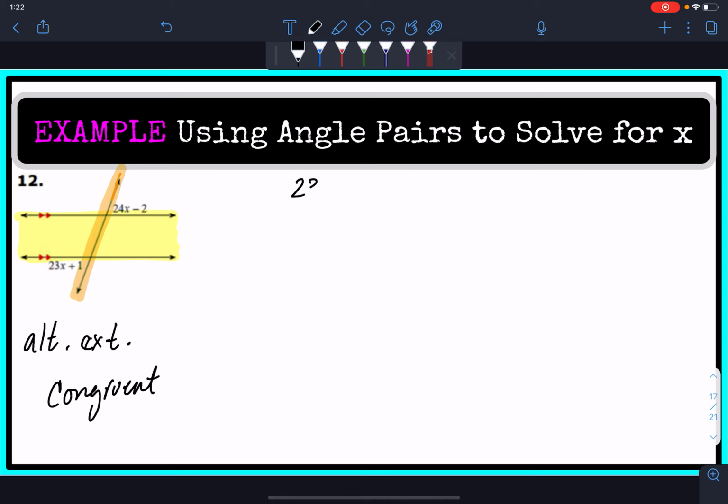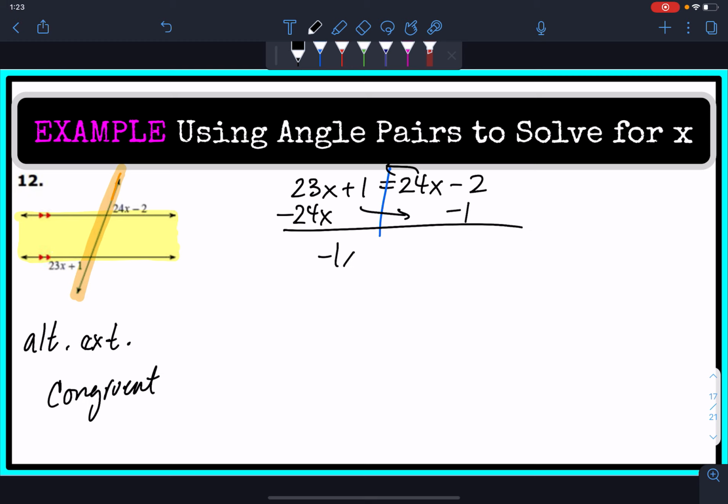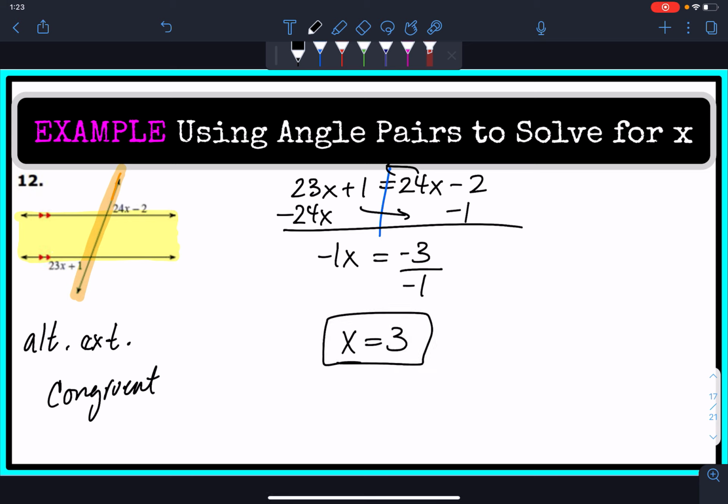So 23x plus 1 is equal to 24x minus 2. So if I do the same thing as usual, letters to the left, numbers to the right, we get negative 24x, negative 1, and negative 1x is equal to negative 3. We're going to divide that negative 3 by negative 1, and x is going to equal positive 3. And there's your result.